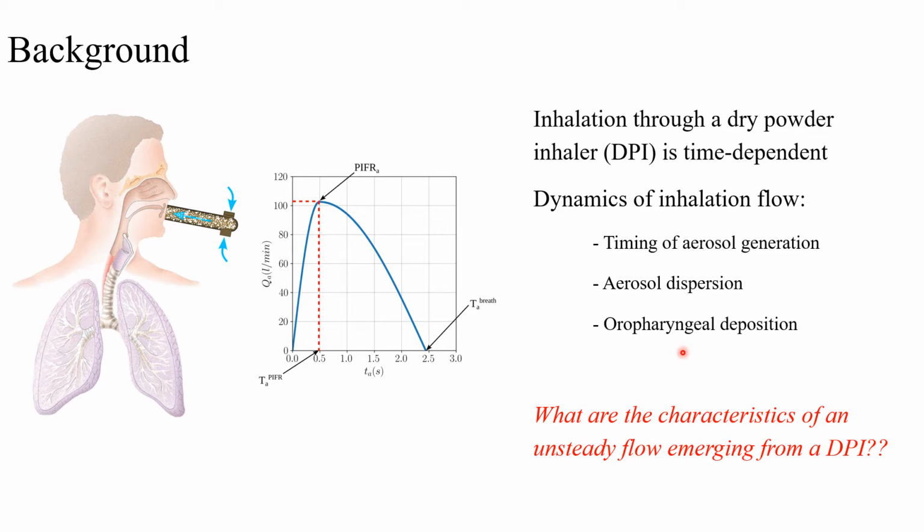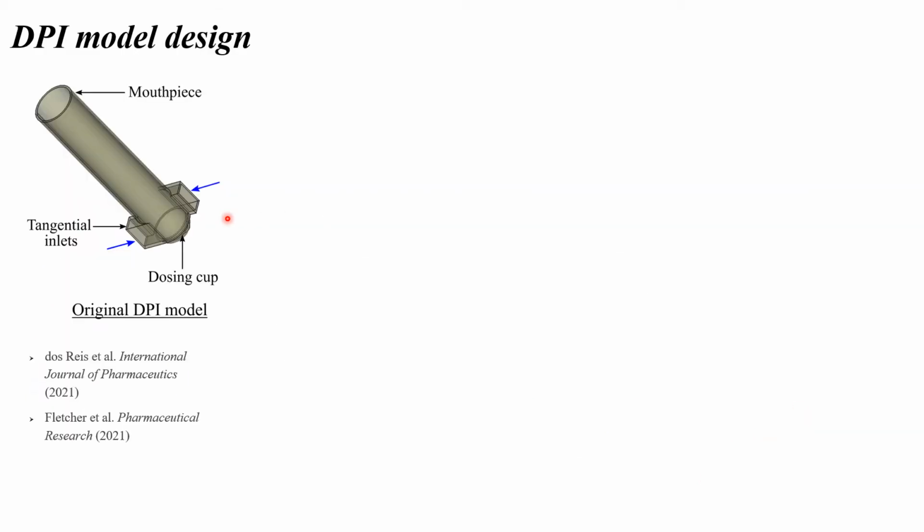So in order to understand these interconnected processes, we took a fundamental approach by asking ourselves what the characteristics of an unsteady flow emerging from a DPI look like. The DPI model we chose to answer this question has two diametrically opposite tangential inlets placed above a hemispherical dosing cup as shown here. The aerosol performance and the flow and particle dynamics of this model have been extensively studied in our previous works. In order to introduce an unsteady flow through this model, we had to modify the way the flow enters these tangential inlets.